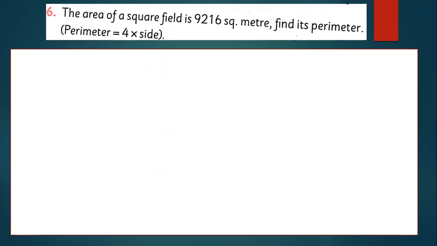Just like in the previous question, when the area was given as 1225, what did you do? Square root. Yes, just find the square root of 9,216. But sir, here they told us to find the perimeter. I will tell this later, but first let me find each side. Then I will discuss what perimeter is and how we will find it. So the first task is to find each side.